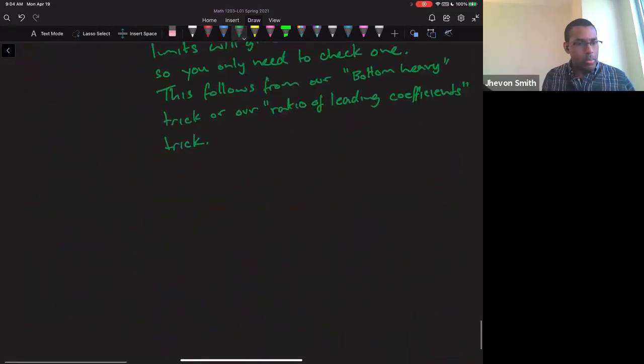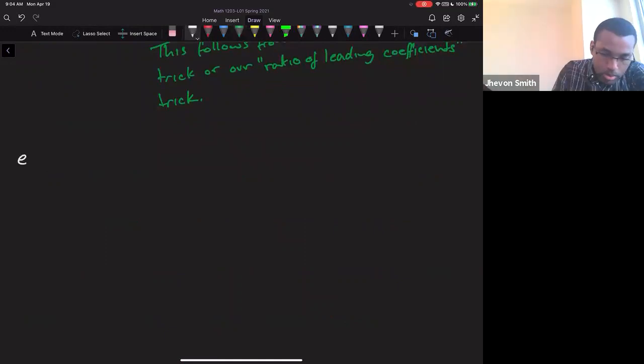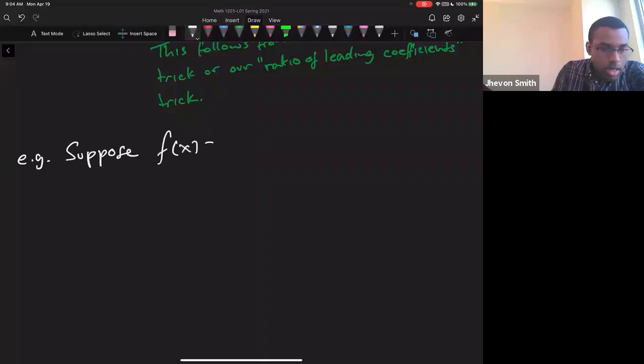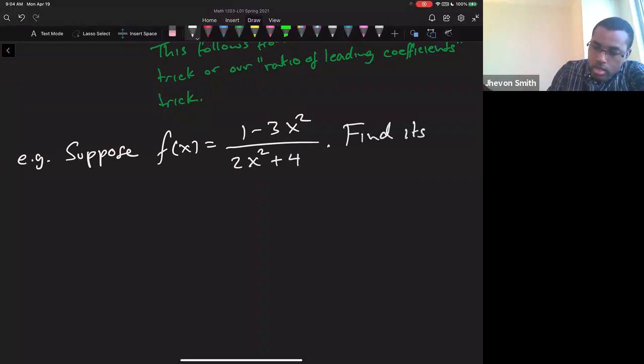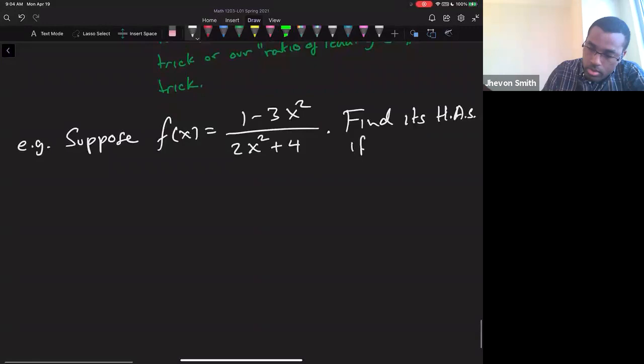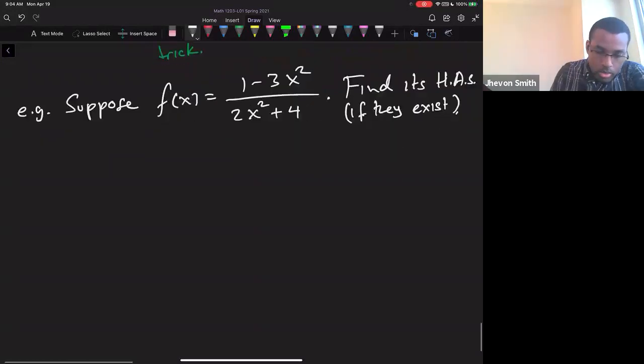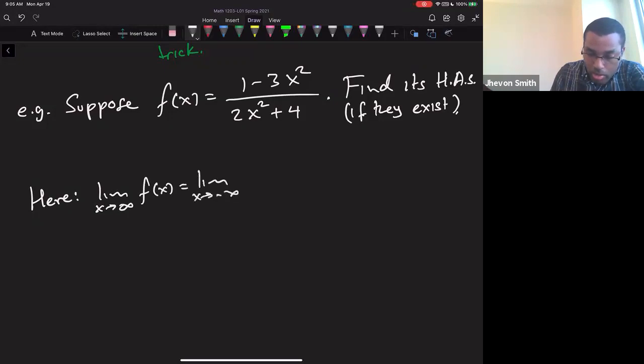Let's do a quick example. Suppose f of x equals 1 minus 3x squared over 2x squared plus 4. Find its HAs if they exist. Well, here we can know that the limit as x approaches infinity of f of x, it's a rational function, is actually going to give me the same answer as if I approach negative infinity of f of x. What is it going to be?